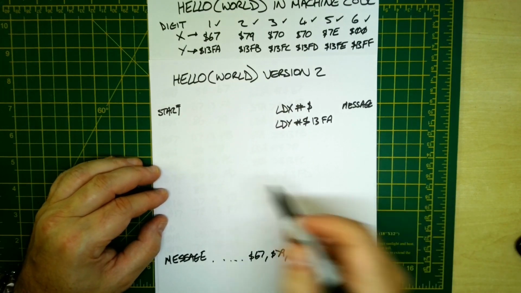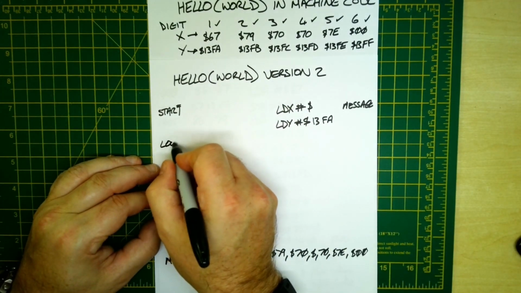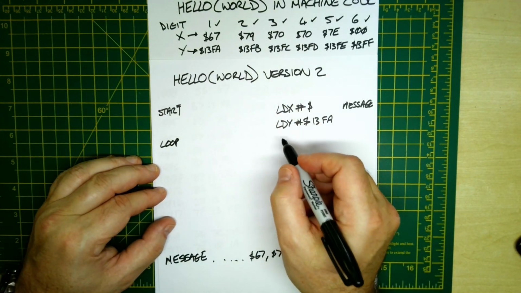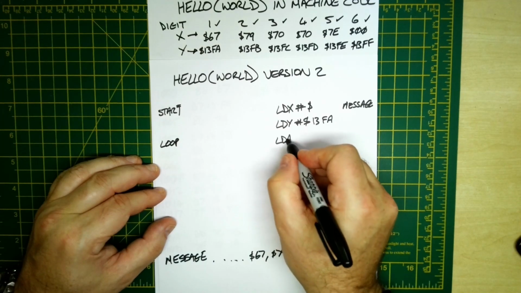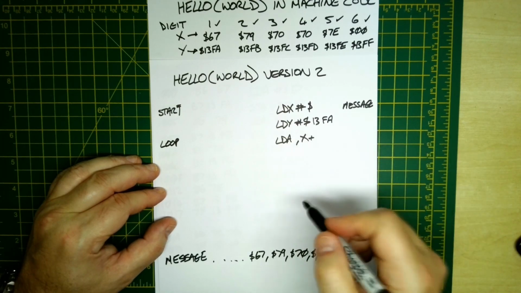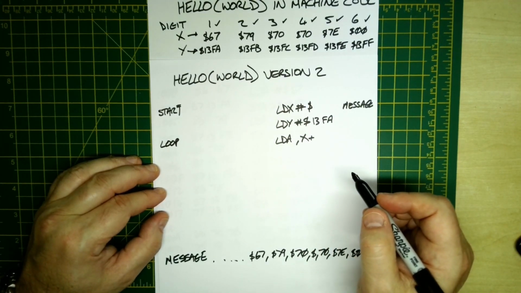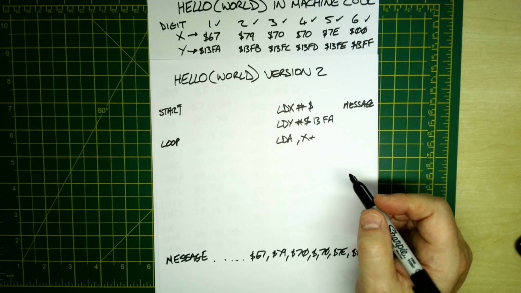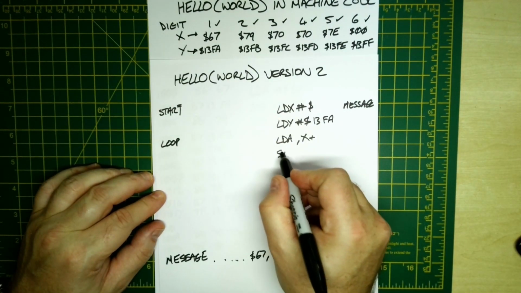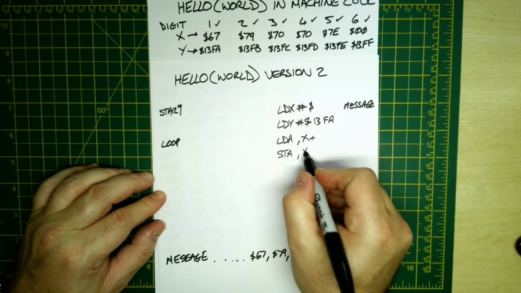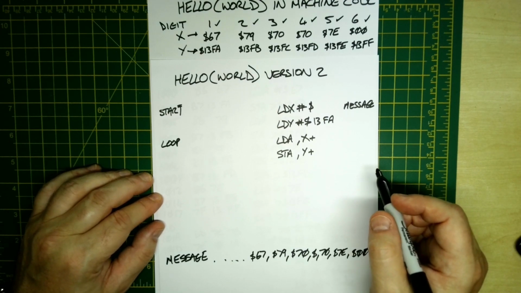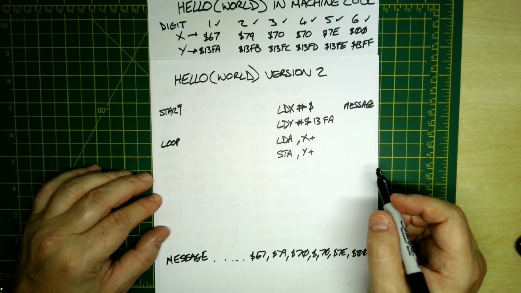And then we're going to start a bit which we're going to call loop. For each index, we're going to load A from X, but we're also going to add 1 onto it once we've finished with it. And then we need to store that to where we're pointing to in Y. So we're going to store A to Y and add 1 onto Y once we've finished with it. And then after that, we need to make a decision about whether we have come to the end.